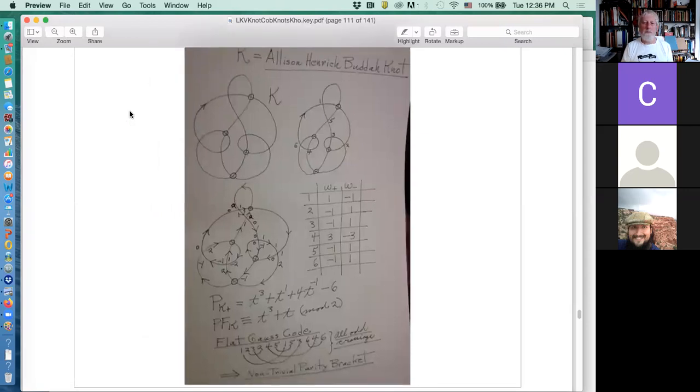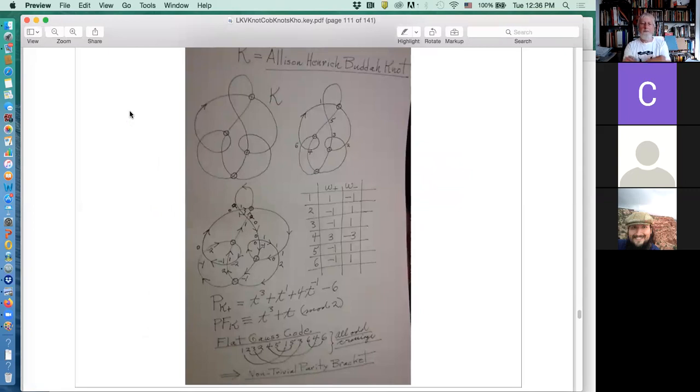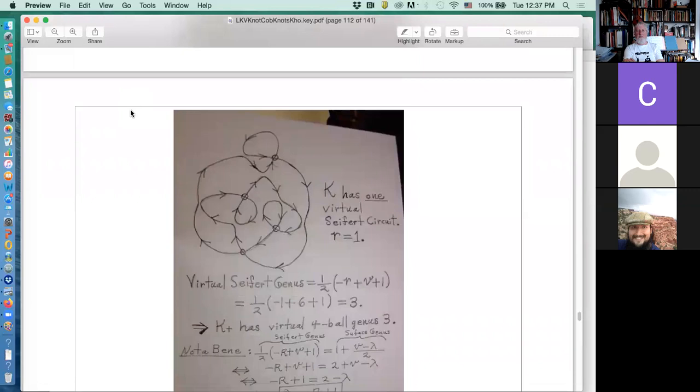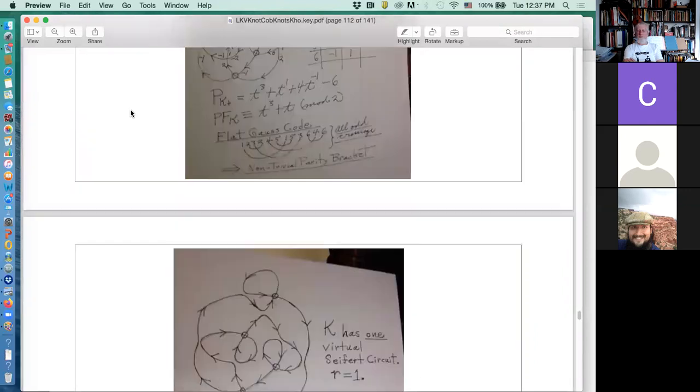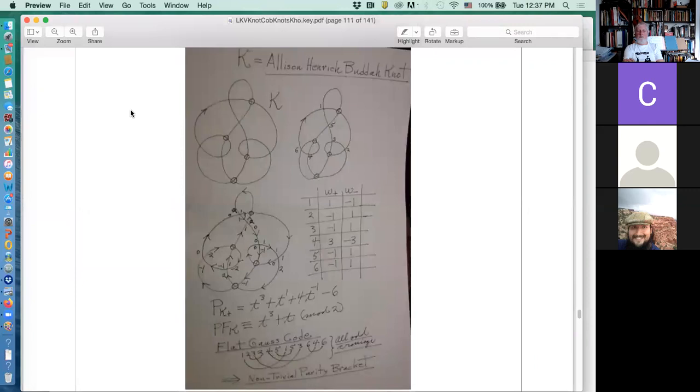Here's another example. In this example, I'm checking that it's non-trivial mod 2. You needn't see all these examples. But the point about this example is that we've checked here that the flat one is non-trivial and the non-flat one, where I have chosen all the crossings to be positive. So I could take this guy and make all the crossings positive, and then I see that I get a non-trivial polynomial.